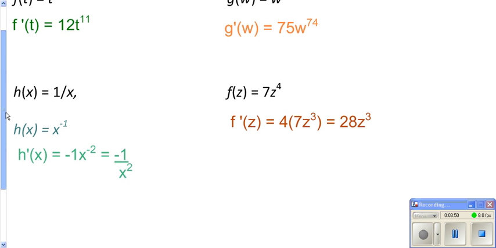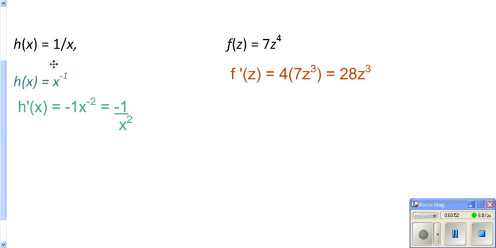However, when you're dealing with something like your h of x, you want to first of all rewrite h of x so that x is no longer in the denominator. Write it with a negative 1 exponent. When you have it written with a negative 1 exponent, once again you're going to just follow the power rule. Put your exponent in front, decrease your exponent by 1. So here we have our derivative.